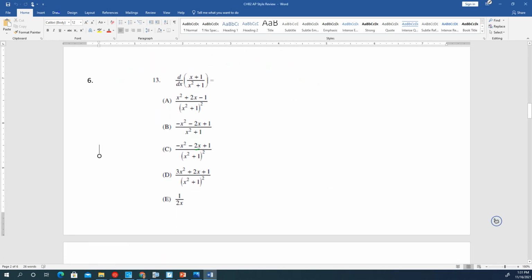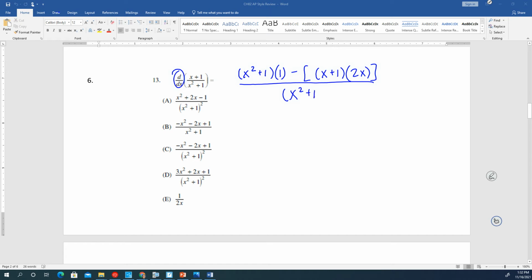What does d dx mean? Derivative with respect to x, yep. Probably going to need to use quotient rule, too. I see a quotient here. Yep, d dx. That's just telling you find the derivative with respect to x. No funny business. Quotient rule, low d high, derivative of high is 1, minus high d low, 2x, all over low squared.